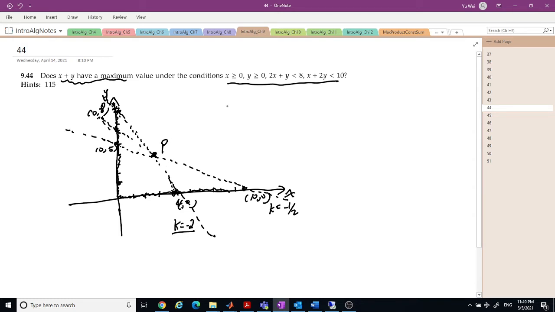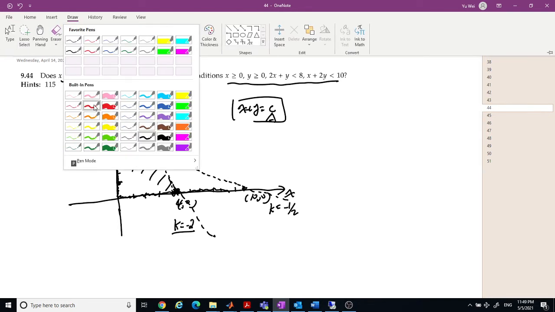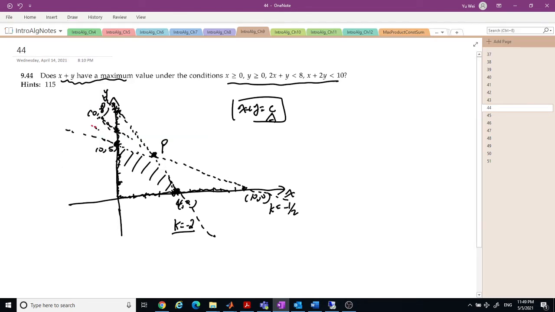So now let's see, when could we have x plus y equals c? This c is the y-intercept, and the x-intercept is the same. We have a bounded region here. We want to see which one gives us the biggest c, right? Our line can be, let me change another color, our line can be like this.